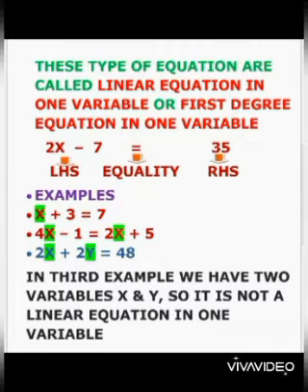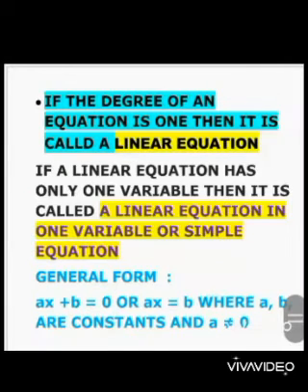Now, let us see the third example, 2x plus 2y is equal to 48. Here, what do you observe, children? In this expression, we have two variables, x and y, isn't it? So, it is not a linear equation in one variable. This is called a linear equation in two variables. If the degree of an equation is 1, we call it a linear equation. If the linear equation has only one variable, then it is called a linear equation in one variable or a simple equation.